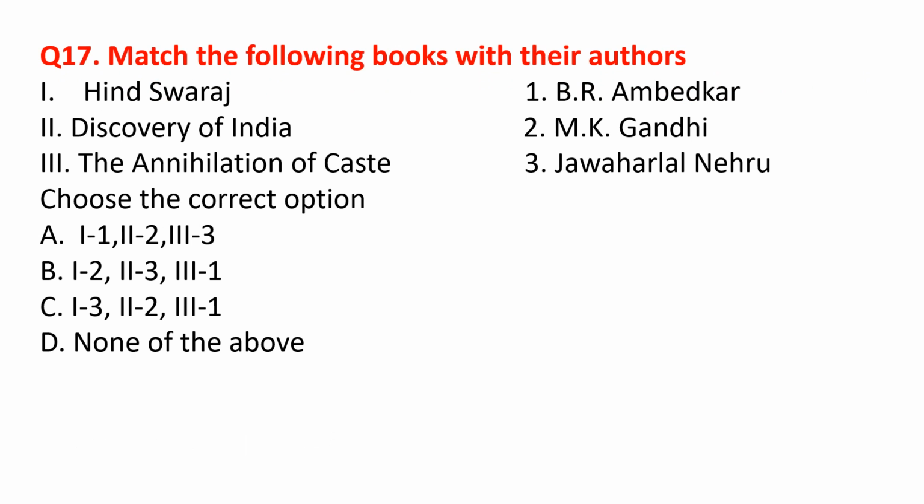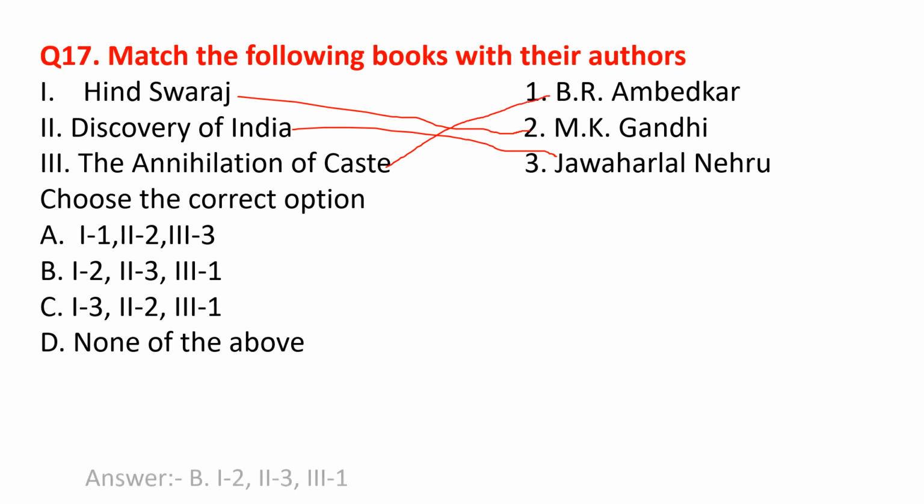Match the following books with their authors. Hind Swaraj. Hind Swaraj is the famous book of M.K. Gandhi. Discovery of India. It is authored by Jawaharlal Nehru. The Annihilation of Caste, it is the famous book of B.R. Ambedkar. So the correct option is option B.